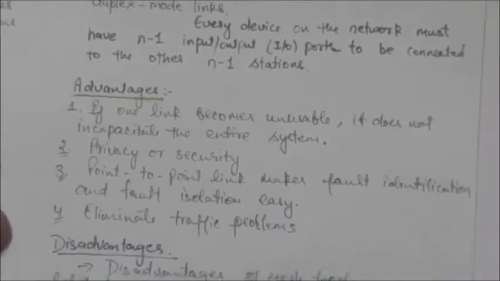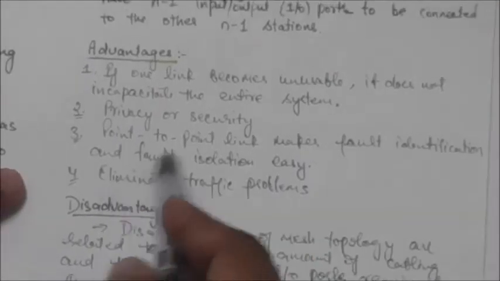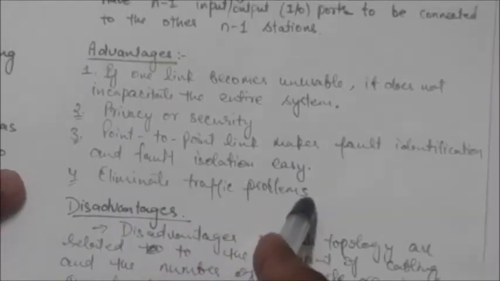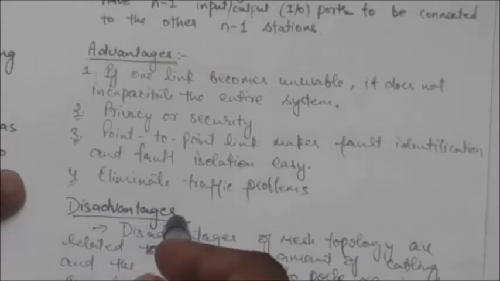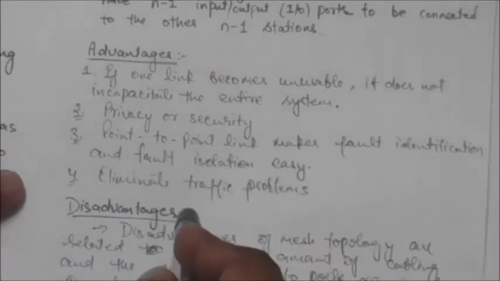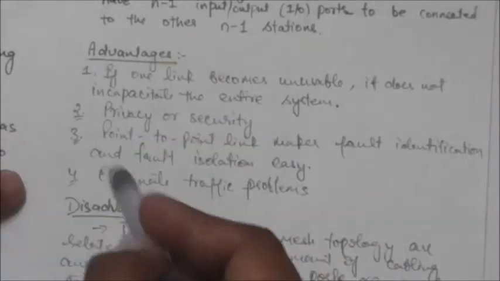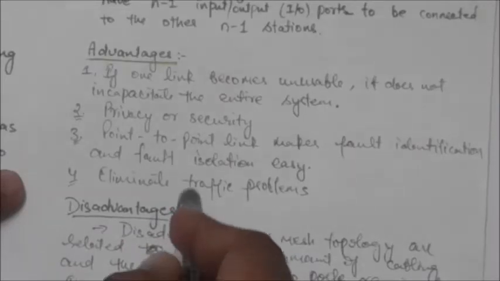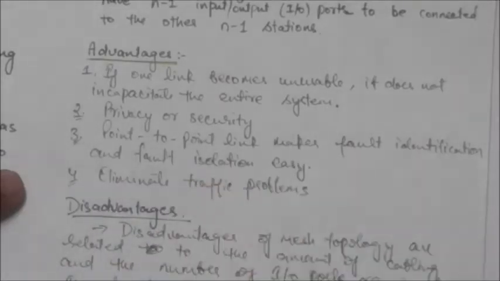Another advantage of mesh topology is that it eliminates traffic problems, right? What happens in mesh topology? The use of dedicated links makes each connection carry its own data load, right? Therefore, it eliminates the traffic problems which can occur when links must be shared by multiple devices, right?